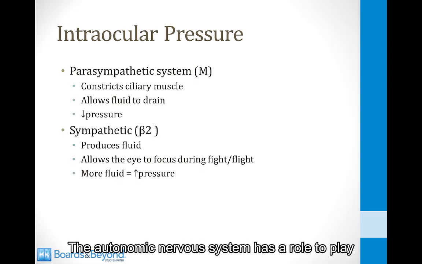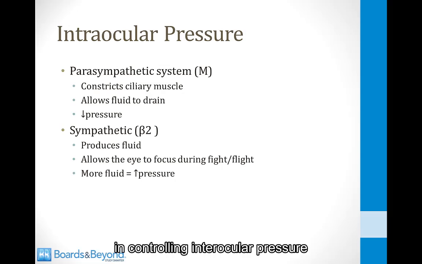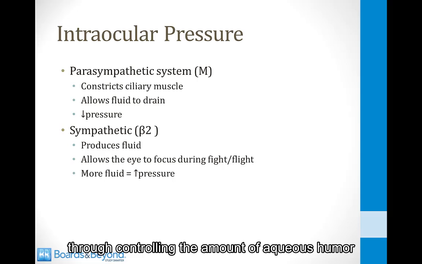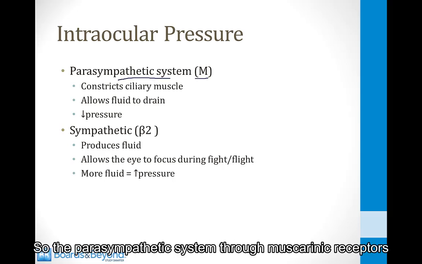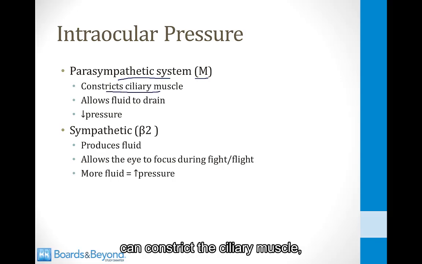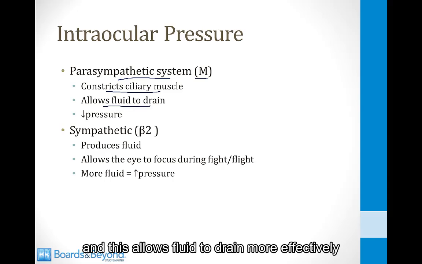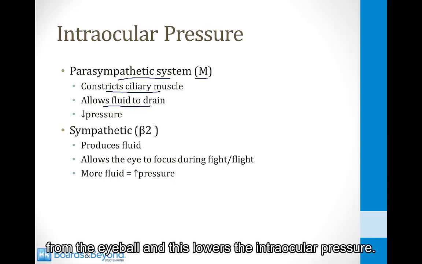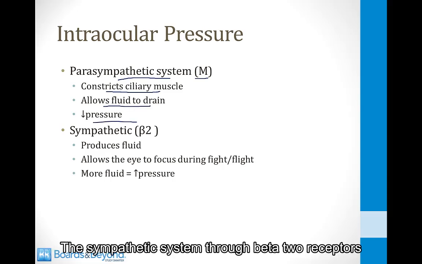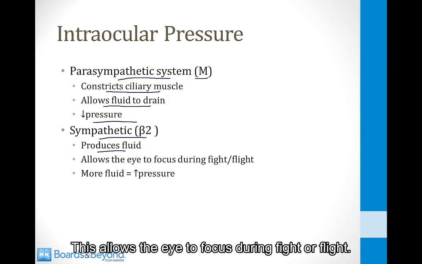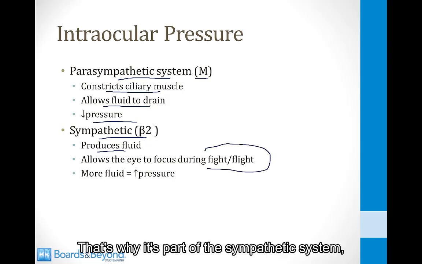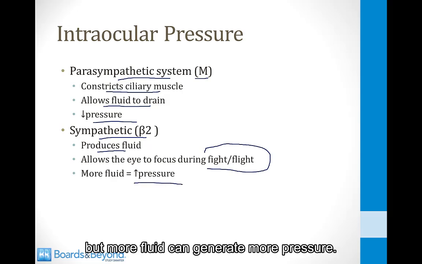The autonomic nervous system has a role to play in controlling intraocular pressure through controlling the amount of aqueous humor in the anterior chamber. So the parasympathetic system, through muscarinic receptors, can constrict the ciliary muscle, and this allows fluid to drain more effectively from the eyeball, and this lowers the intraocular pressure. The sympathetic system, through beta-2 receptors, can tell the eyeball to produce more fluid. This allows the eye to focus during fight or flight. That's why it's part of the sympathetic system, but more fluid can generate more pressure.